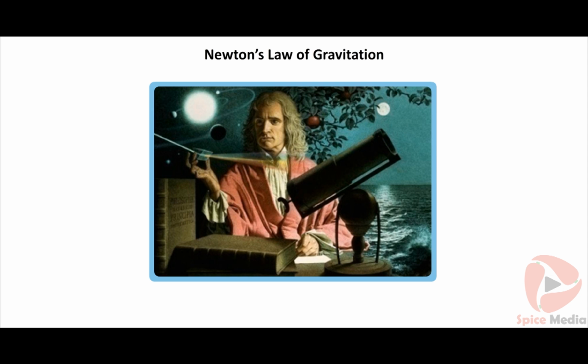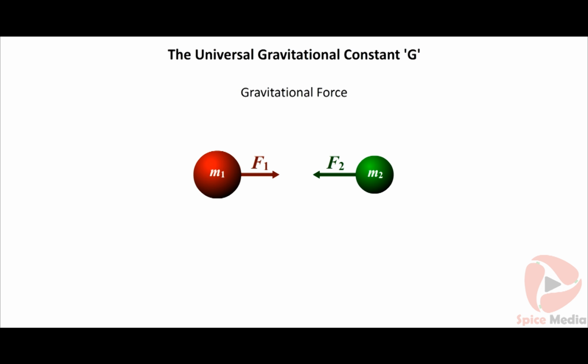Newton's law of gravitation. Newton's idea was that gravity was the universal force acting between any two objects. From the animation, we will learn more about Newton's law of gravitation. The universal gravitational constant, G. The gravitational force F is the force of attraction between two particles of masses m1 and m2 separated by a distance r. Thus, F is directly proportional to m1 m2 by r squared.